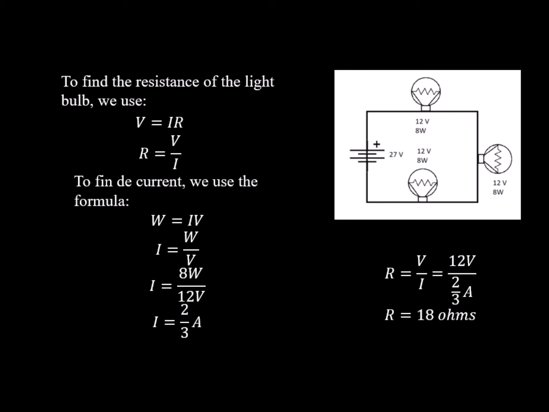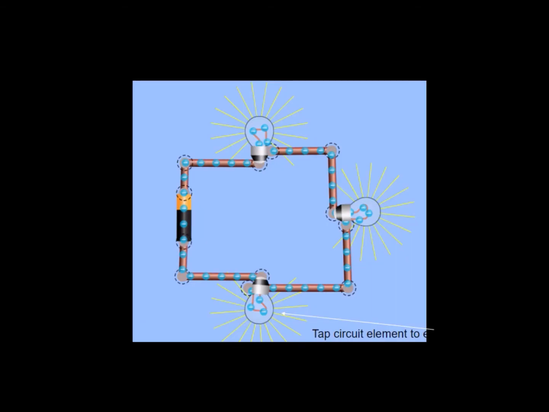But we don't have the current, so to find it, we're going to use the data that the picture is giving us in the formula of power, which is current times voltage. So we solve for current, and it's going to be power divided by voltage. So it's 8 watts divided by 12, and it gives us 2/3 amps. Now that we have the current, we can use the formula from the beginning: voltage divided by current. So 12 volts divided by 2/3 amps gives us 18 ohms. Now that we have the resistance, we can create the circuit.